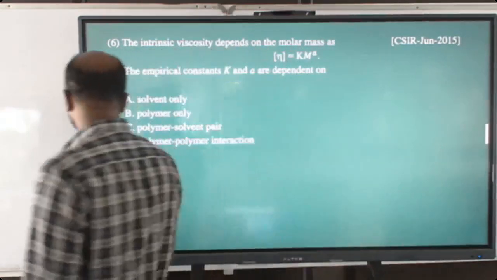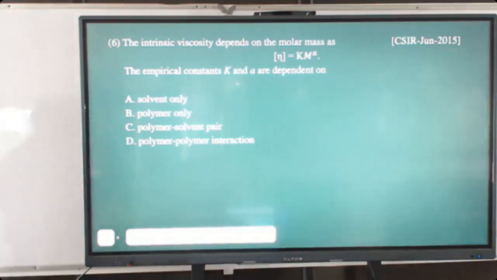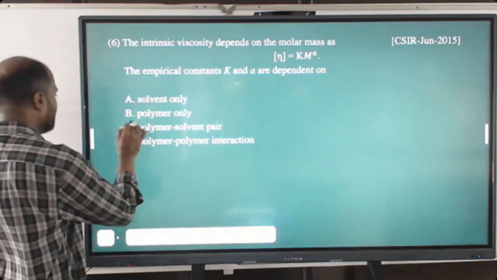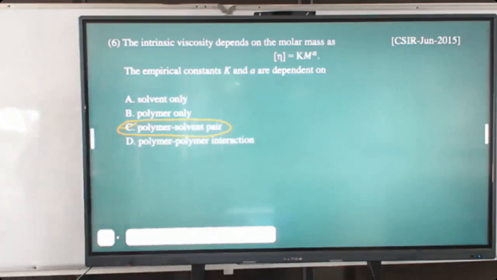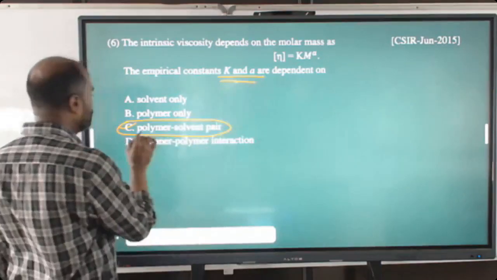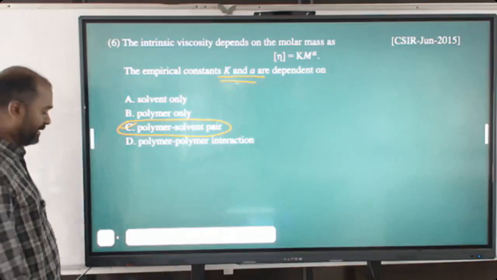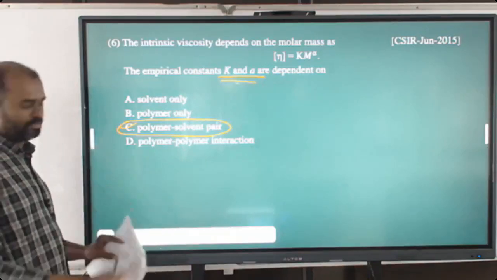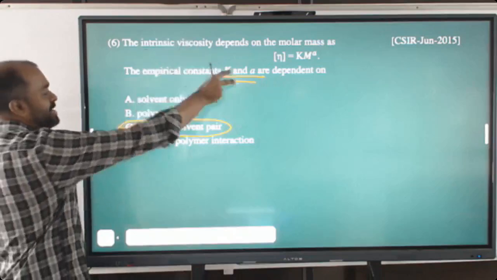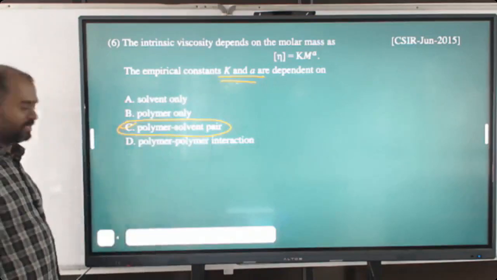Question number 6. The intrinsic viscosity depends on the molar mass as follows. The empirical constants K and A are dependent on what? It depends on both polymer and solvent. Option C, polymer solvent pair, is the correct answer. The empirical constants K and A in the equation depend on both the polymer and the solvent. You just make a note that K and A depend on both polymer and solvent.